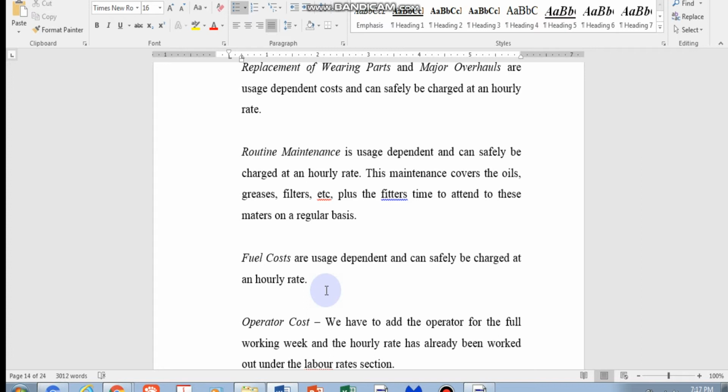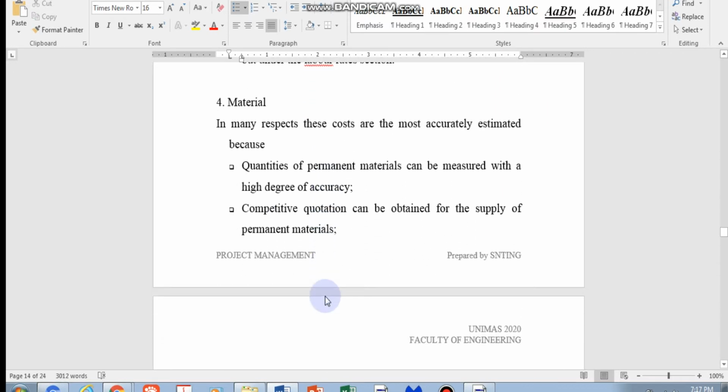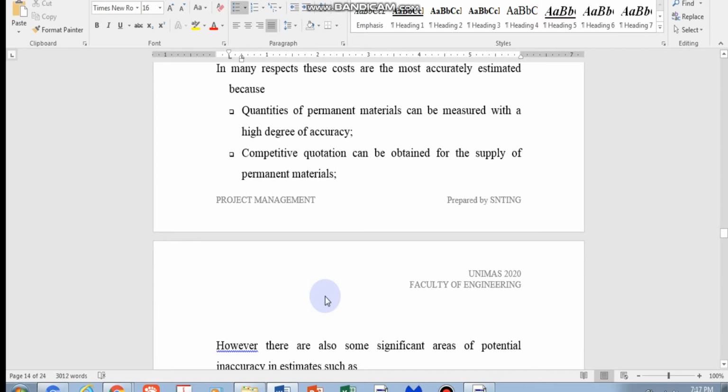So here, what we're going through now is how you come up with that rate. That rate must include all these things. For material, of course, we have our permanent material, which is usually by meter cube, by meter square, formwork and all that.